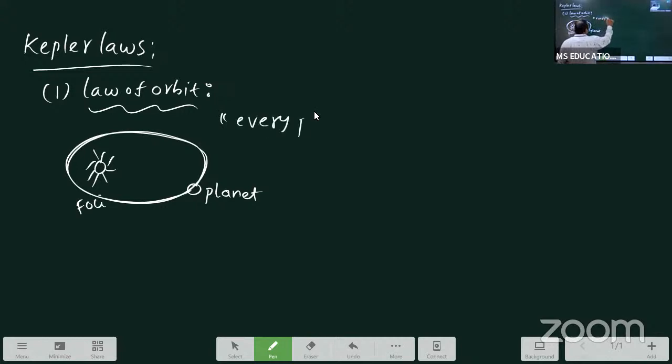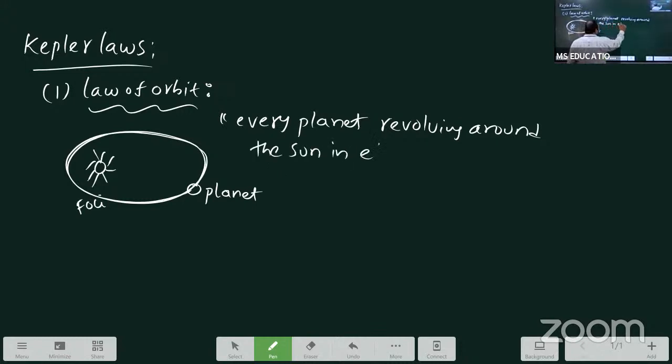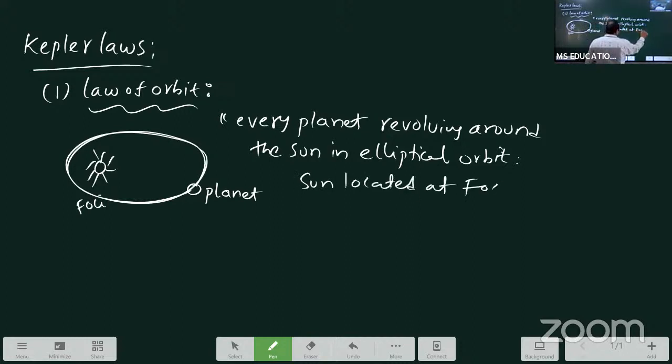Every planet revolving around the sun in an elliptical orbit, with the sun located at the foci. This is the first law. Every planet in an elliptical orbit, sun location named foci.